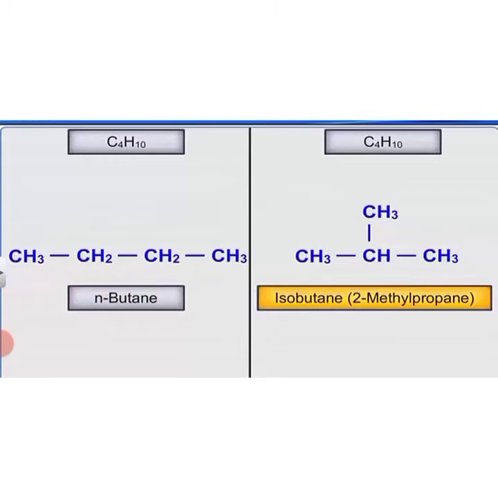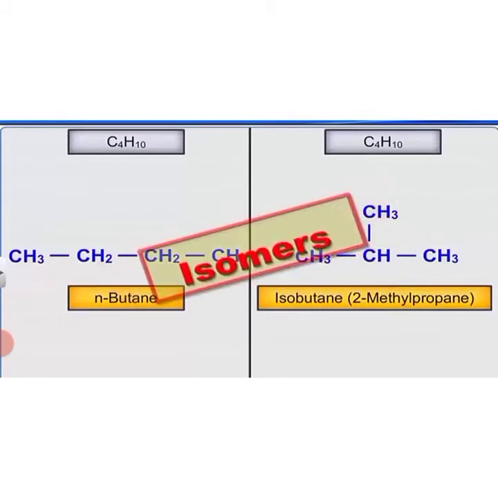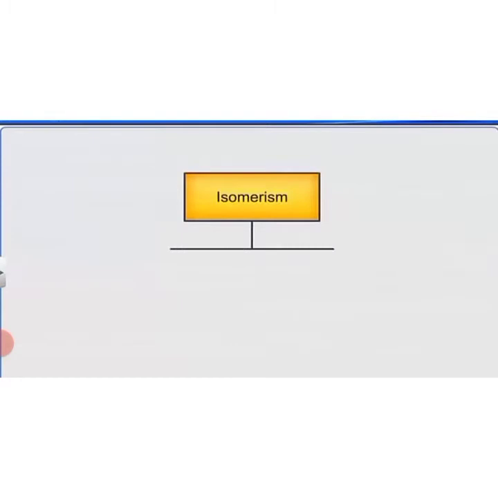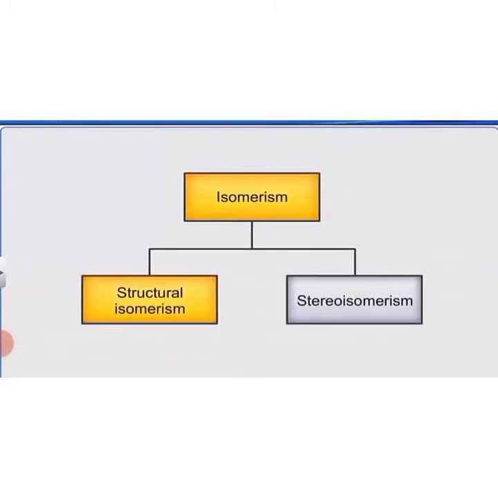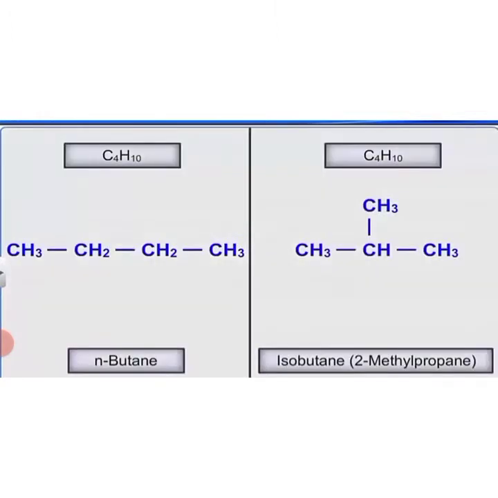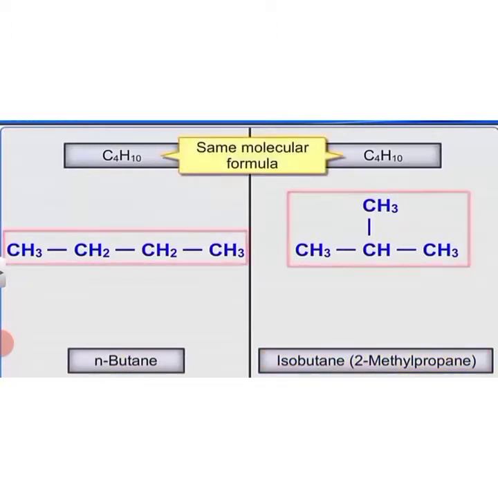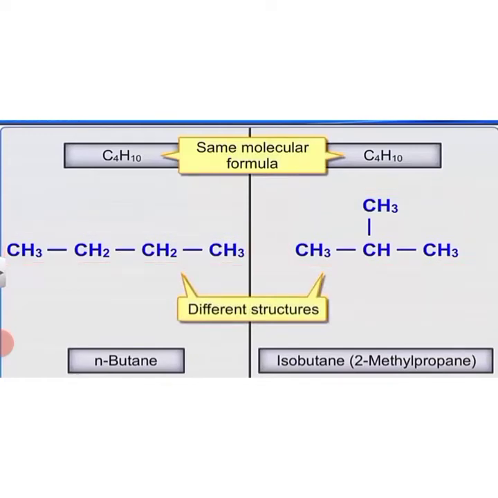Butane and isobutane are isomers. Isomerism can be of two types: structural isomerism and stereoisomerism. The compounds that have the same molecular formula but different structures are known as structural isomers, and the phenomenon is known as structural isomerism. For example, in n-butane and isobutane, the molecular formula is the same but their structures are different. Thus, they are structural isomers.